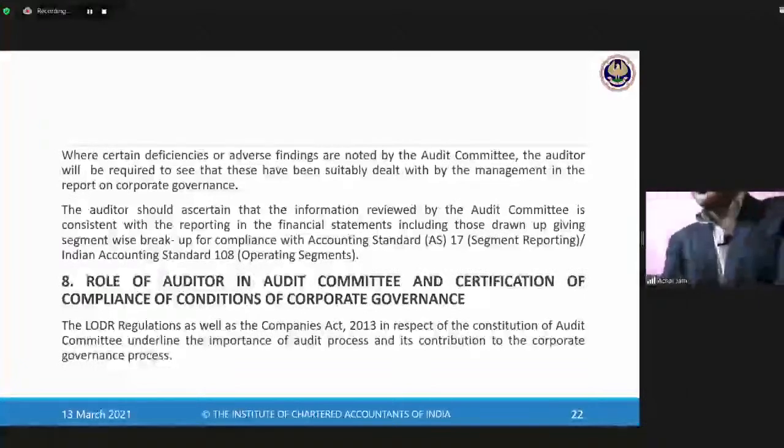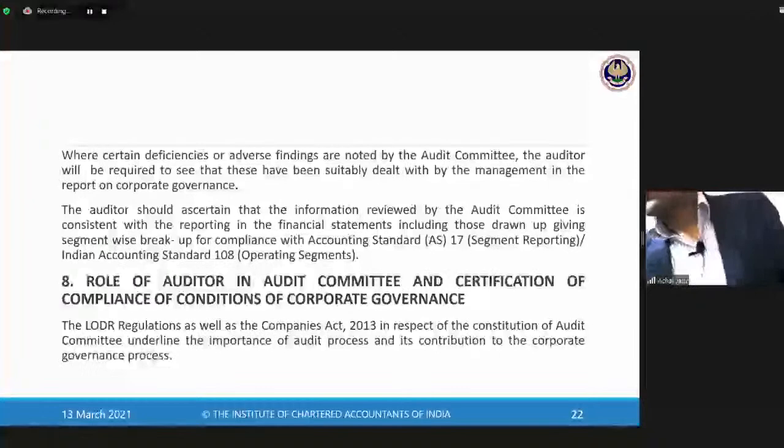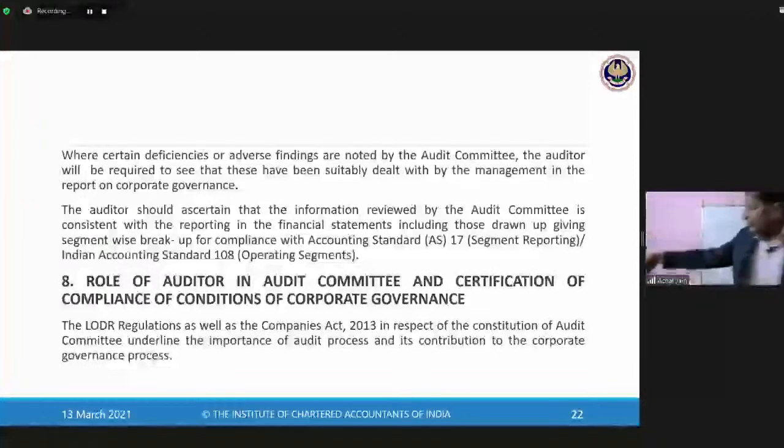So I'll just touch upon some of these requirements quickly, because all of these things we have discussed in quite detail. Just give me 1 minute. All of these things we have discussed in detail. Now this talks about the role of auditor in relation to the audit committee, in relation to certification of compliance of conditions of corporate governance.